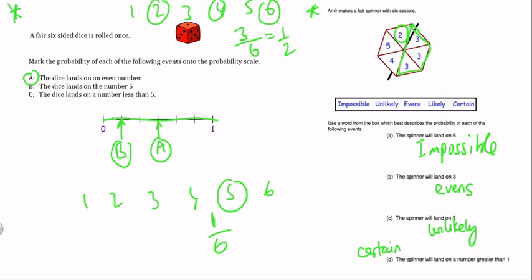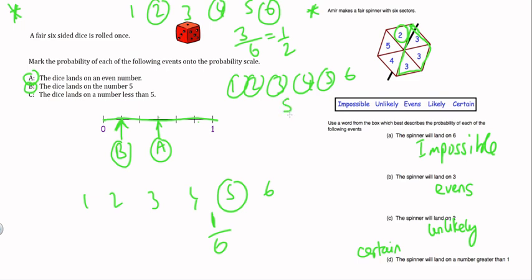If you look at this scale over here, there's 0, 1, 2, 3, 4, 5, 6 parts there, right? Because there are 6 faces on that dice. So this one I'm referring to is 1 in 6 chance, 1/6. That one's done. Last one there. The dice lands on a number less than 5. A number less than 5, if you look at these numbers again, is this 1, 2, 3, 4, 5. There are 5 numbers there.